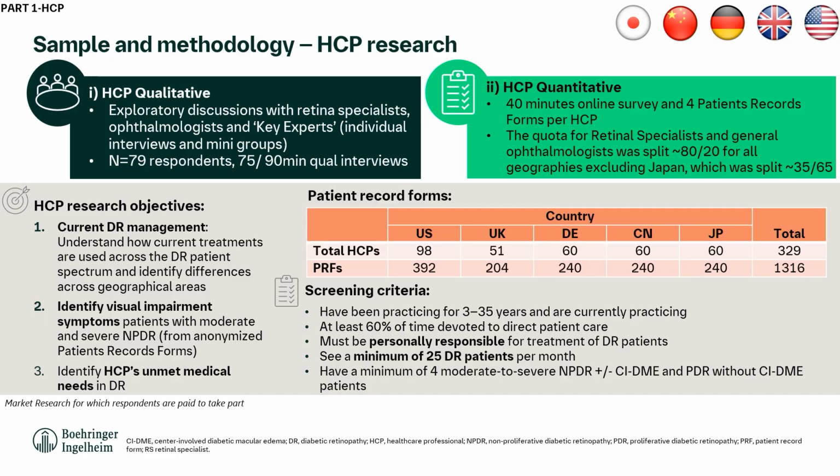So as mentioned, there are 2 parts to it. The qualitative part was with 79 physicians across 5 different markets with interviews between 75 and 90 minutes, qualitative interviews. And then the quantitative section of the survey was an online survey of 40 minutes for physicians to fill, as well as 4 patient record forms that they had to document, which is a total of 1,300 patient record form documented. And of course, all these physicians had to be treating physicians with a minimum number of DR patients per month and personally responsible for the care of these patients.